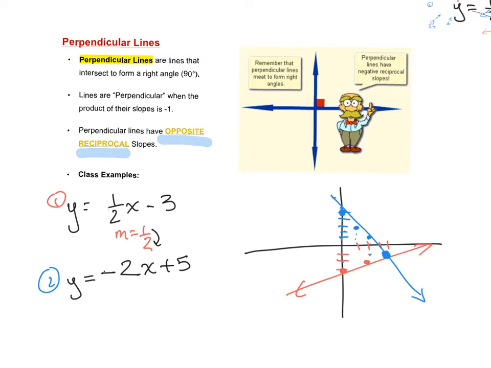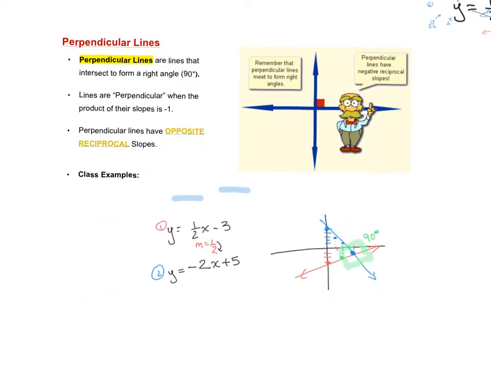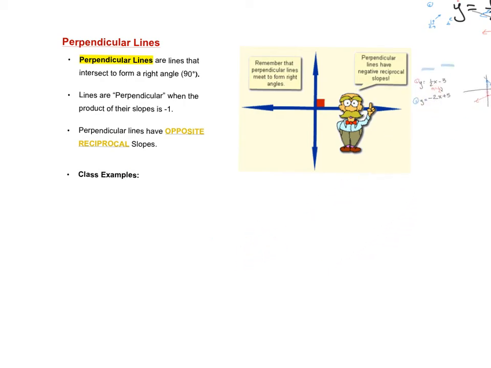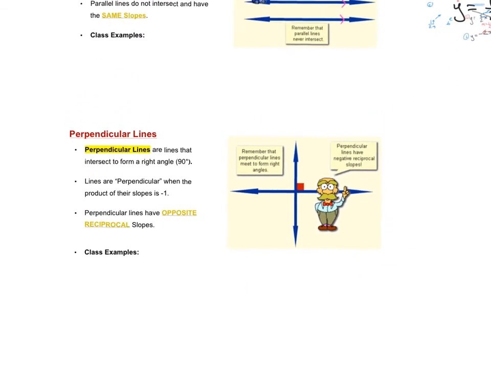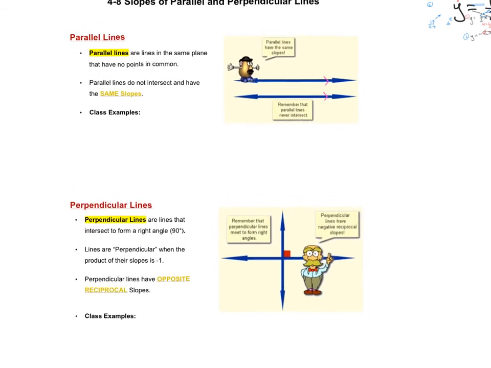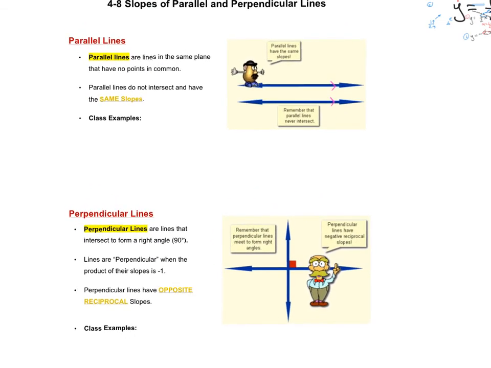If this was done perfectly on graph paper with very precise measurements, you would be able to measure this angle right here, and this one, and this one, and this one, and you would notice that they all measure 90 degrees. So the takeaway from this is the fact that when you have perpendicular lines, their slopes are opposite reciprocal. And when you have parallel lines, their slopes are exactly the same.